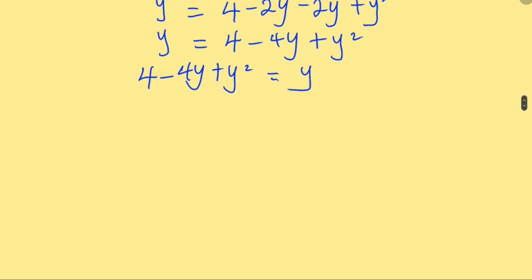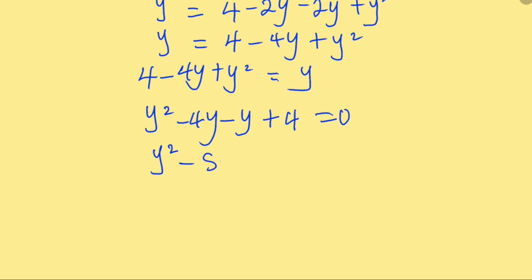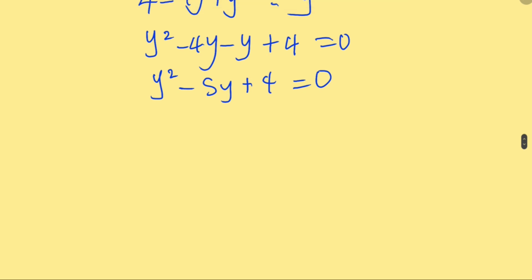Now let me collect like terms. I will have y squared minus 4y, the y coming here turns to minus y, plus 4, everything equal to 0. So that y squared minus 5y, because minus 4y minus y is minus 5y, plus 4 equal to 0. This is now a quadratic equation which we can solve either by factorization, completing the square method, or even by the use of the quadratic formula. But I feel that factorizing it will be the fastest method to find the values of y.